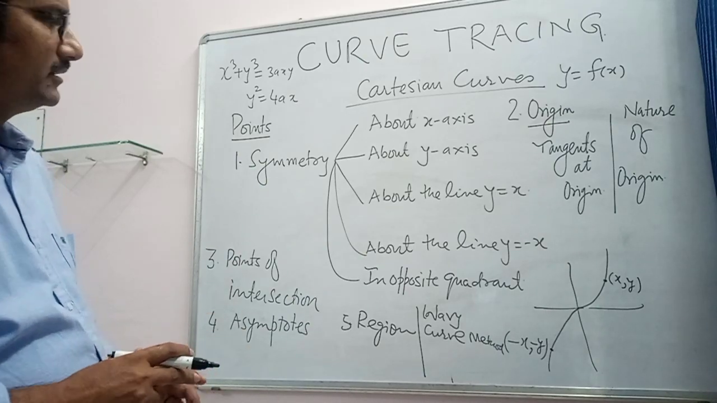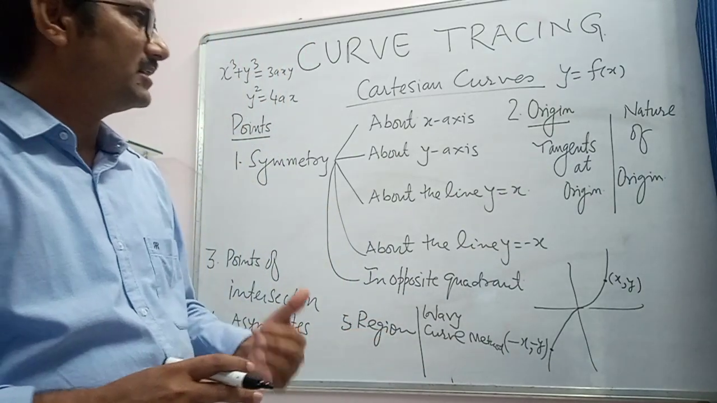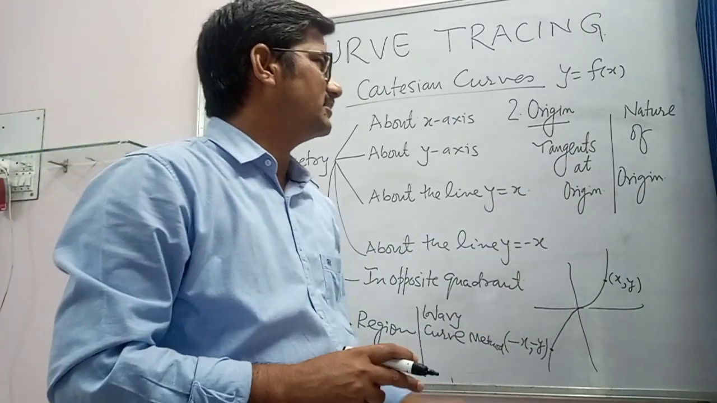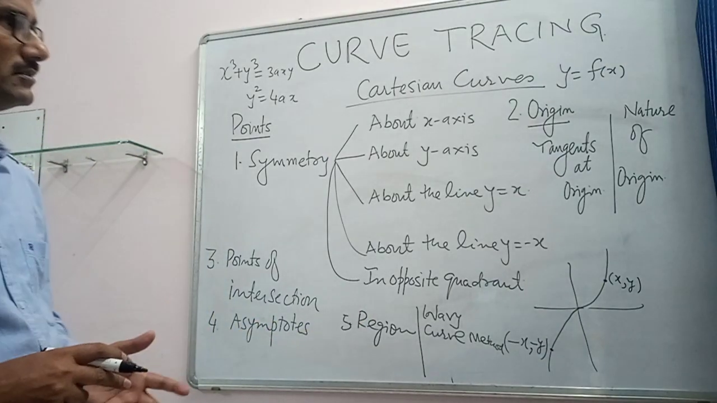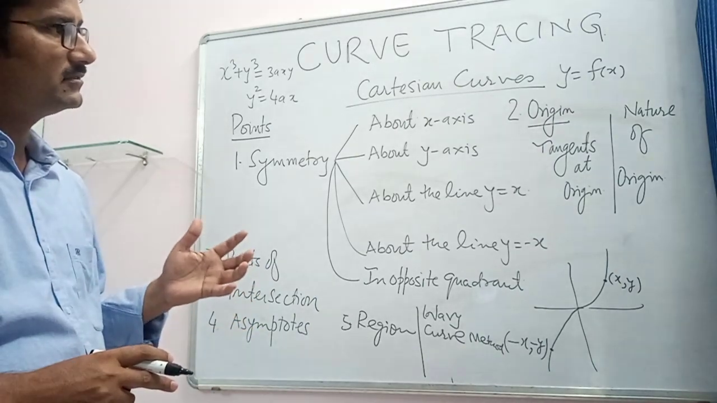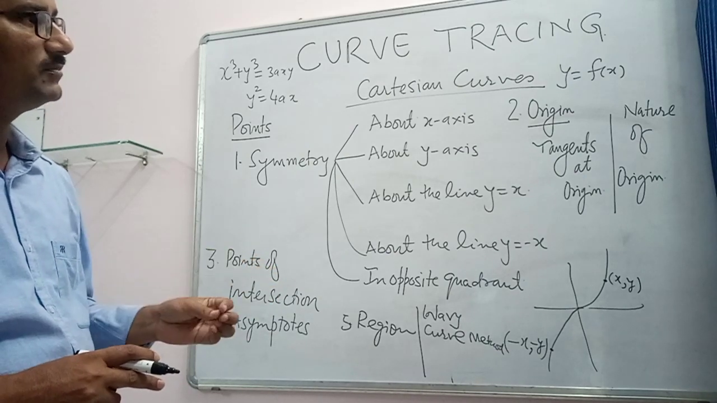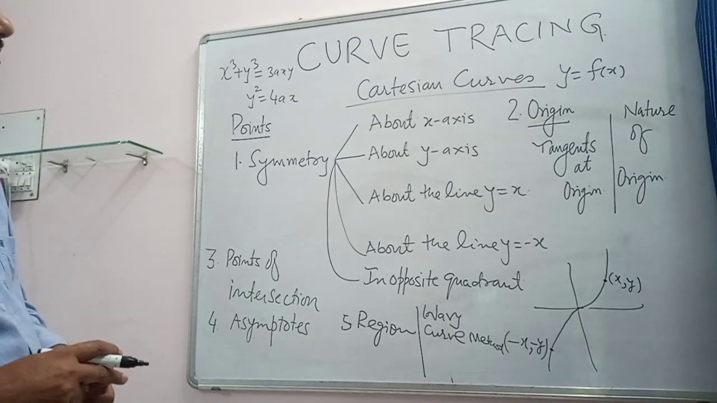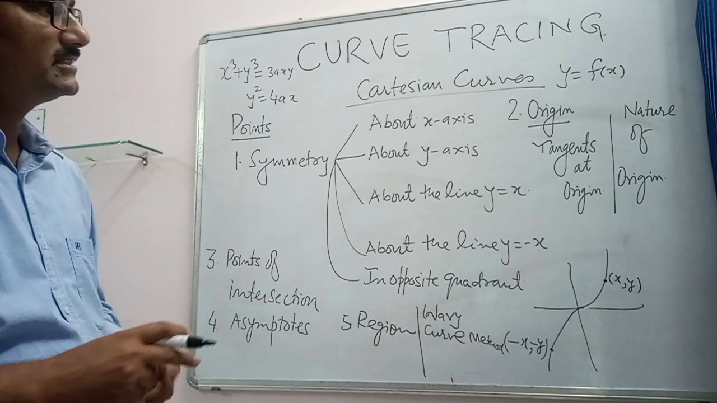The second point: we must check the origin. First we have to check whether the curve passes through the origin or not. If it passes through the origin, then we must check the nature of the origin, whether the origin is a double point or not. If it is a double point, what is the nature of this double point? It is a node, a cusp, or a conjugate point. And we must find the tangents at the origin.